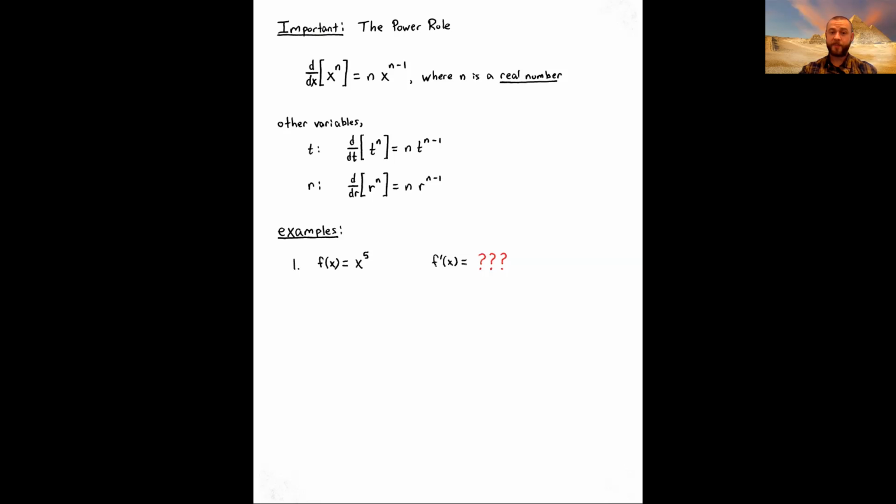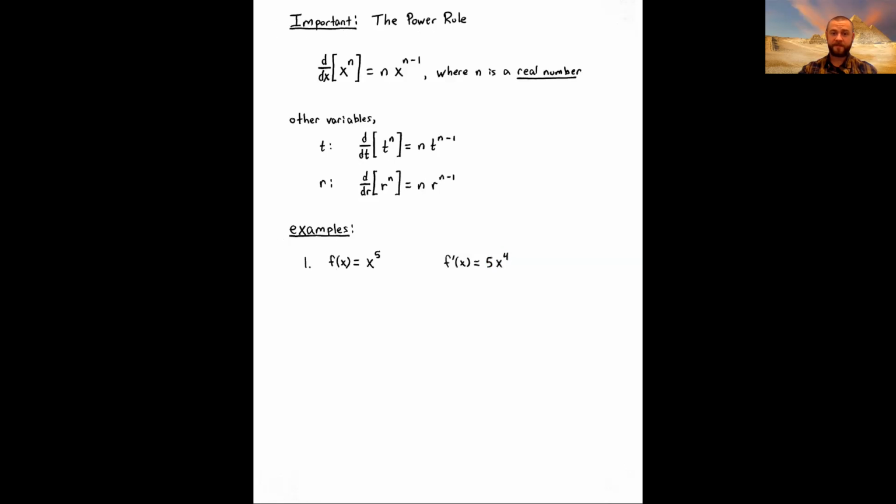All right, and if we apply the power rule, we bring the power 5 down, and then we have x raised to 1 power less. 5 minus 1 is 4. So we very quickly get that the derivative comes out to 5 times x to the 4th.